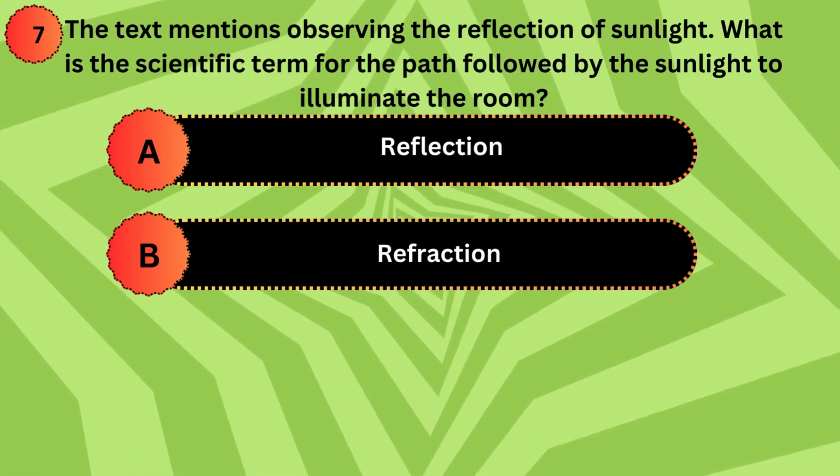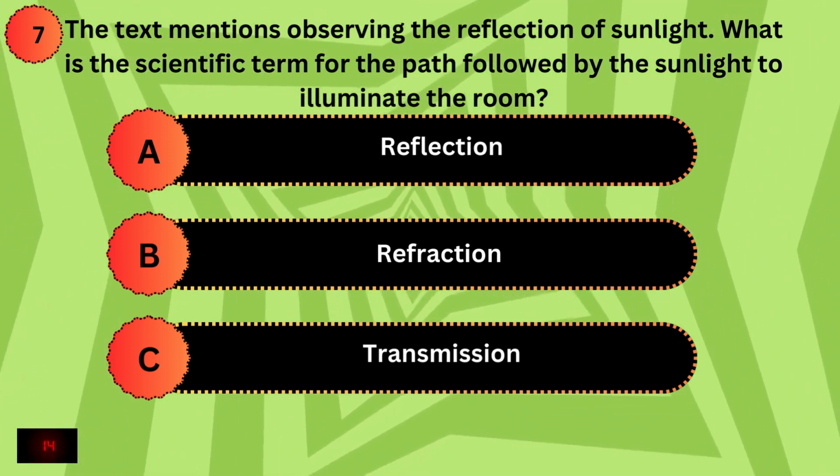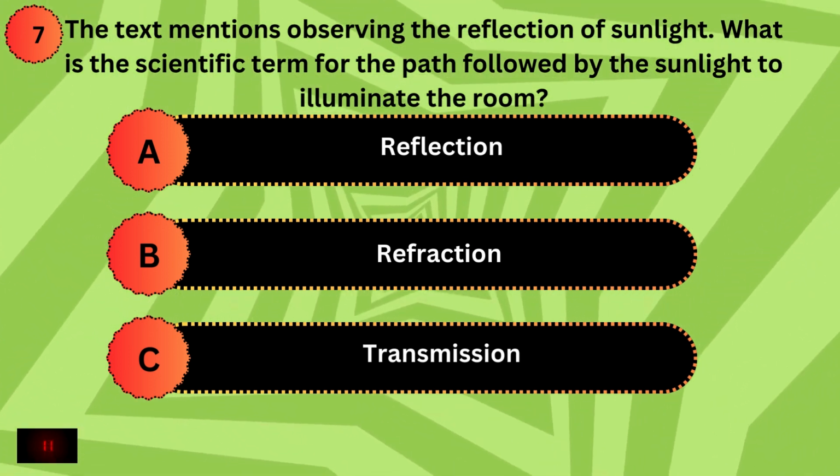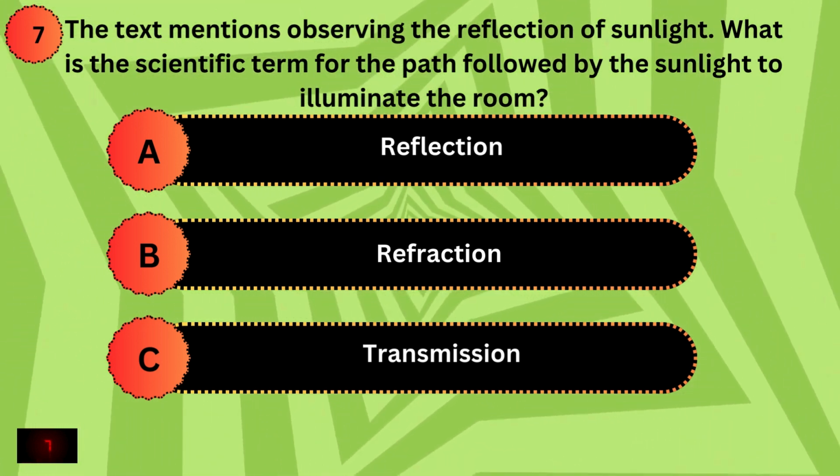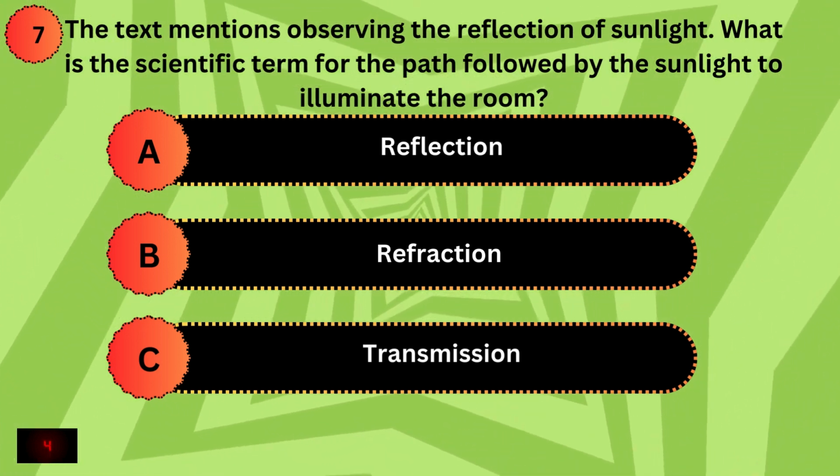The text mentions observing the reflection of sunlight. What is the scientific term for the path followed by the sunlight to illuminate the room? A. Reflection. B. Refraction. C. Transmission.